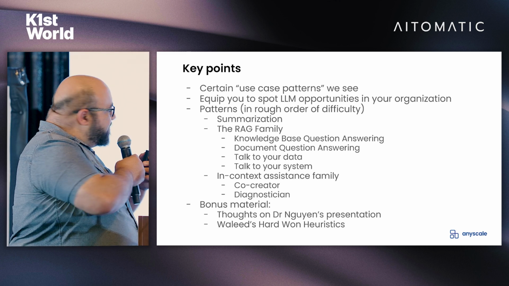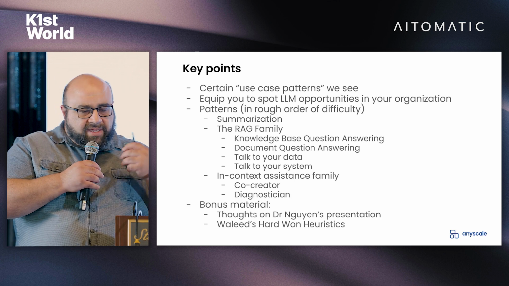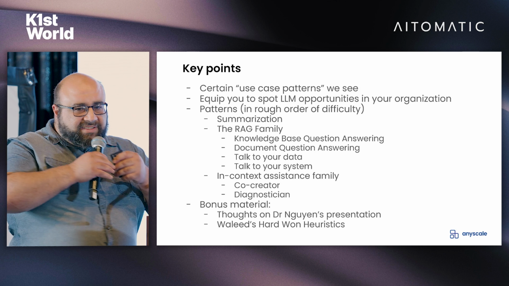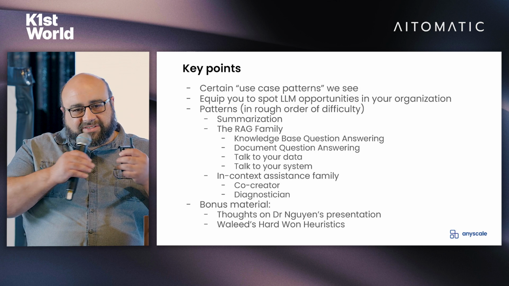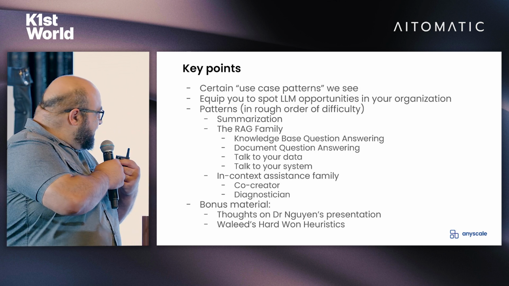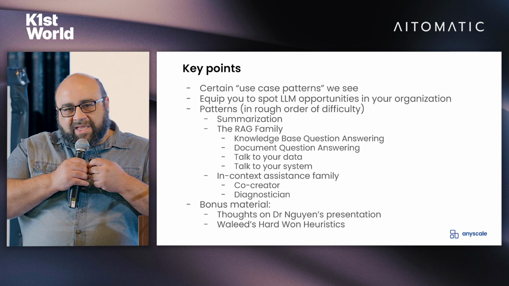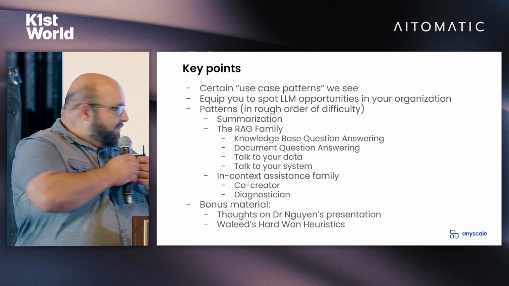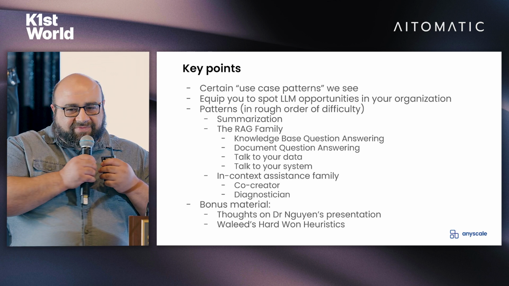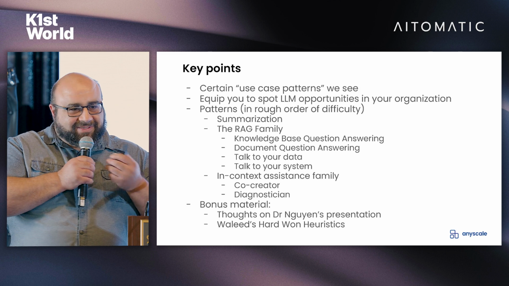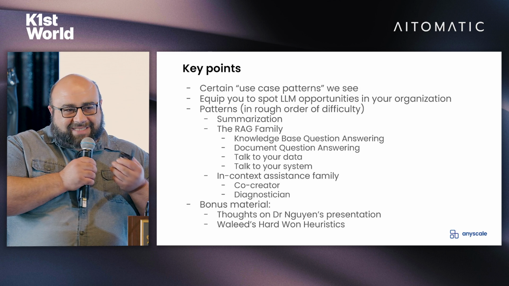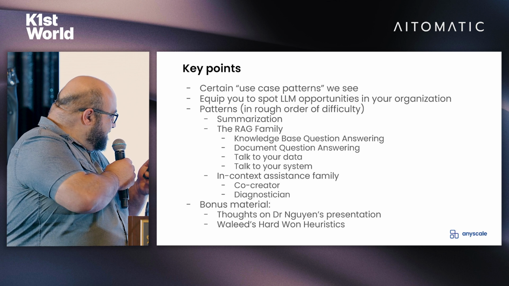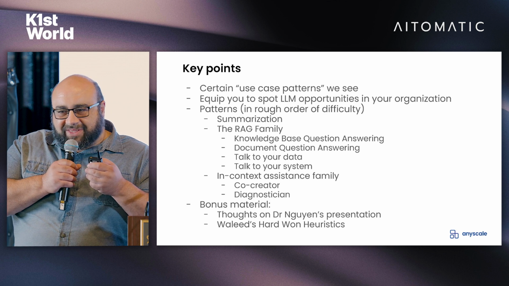So roughly the patterns we're going to be looking at are summarization, because that's kind of the easiest one to do. The second one is the family of RAG applications. There's actually not just one. And then the third collection is in-context assistance. And that is perhaps the most complex, but also potentially the most rewarding. And then finally, I have a bit of bonus material that I've put together because the talks today have been so interesting. I had some thoughts on Professor Dr. Nguyen's presentation, and then I'll just share some heuristics I've learned the hard way.